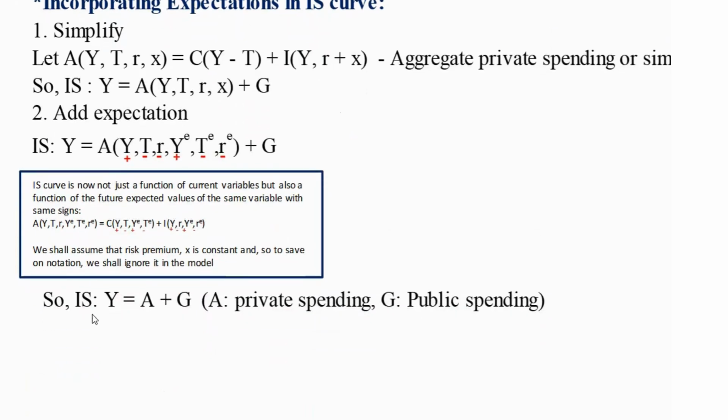So then we can write the IS curve equation as simply Y is equal to A plus G, where A represents our private spending, G is our public spending, where our private spending is now not just a function of current variables, but also a function of future expected values of the same variables with the same sign.